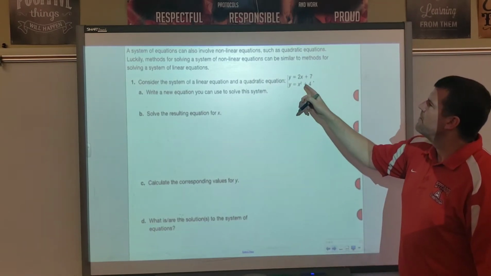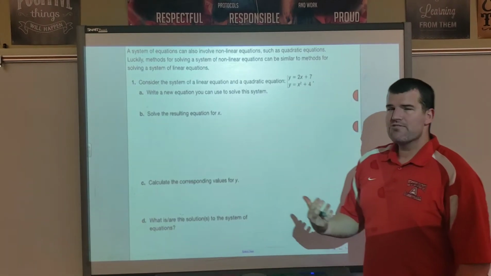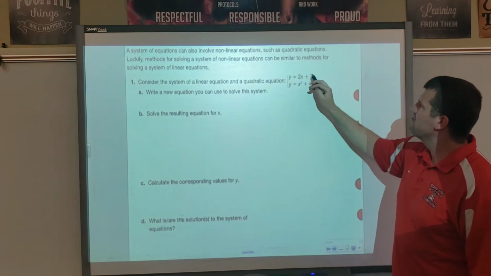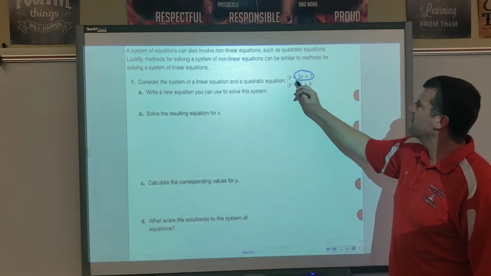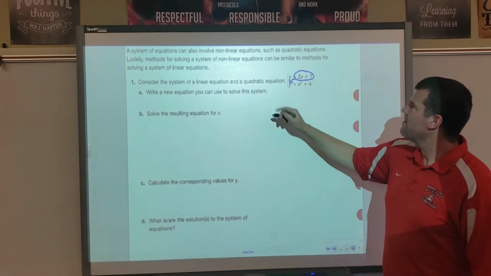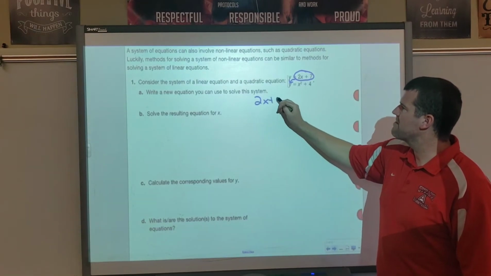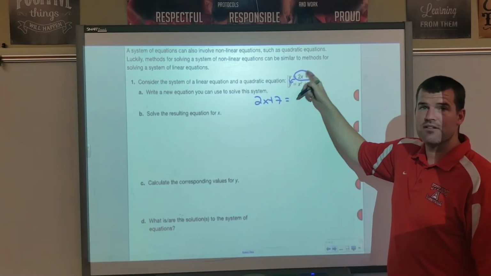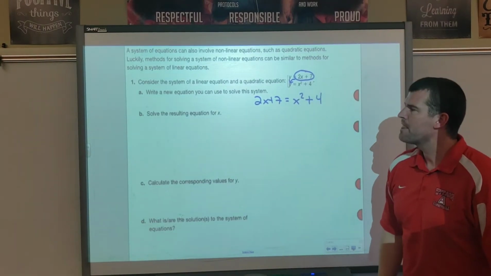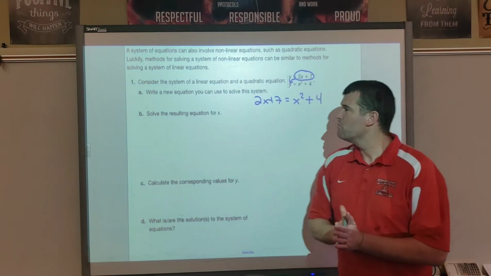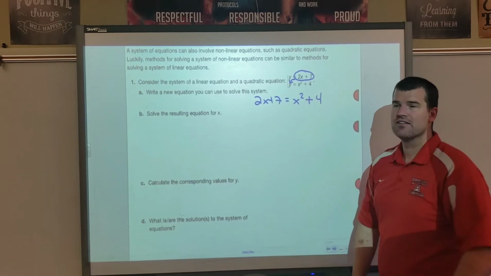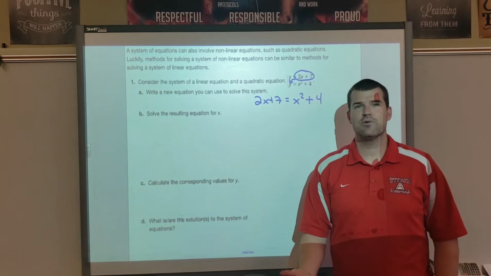So, if we have this system, we can use substitution, just like we did in IM1 and on the warm-up. So I know that y equals 2x plus 7, and I can plug that in for the y in the other equation, substitution. So I can rewrite this as 2x plus 7 instead of y equals x squared plus 4. Now it says to solve for x. Well, to solve for x is a little bit trickier now because we have x squared, which means we have to solve a quadratic equation.